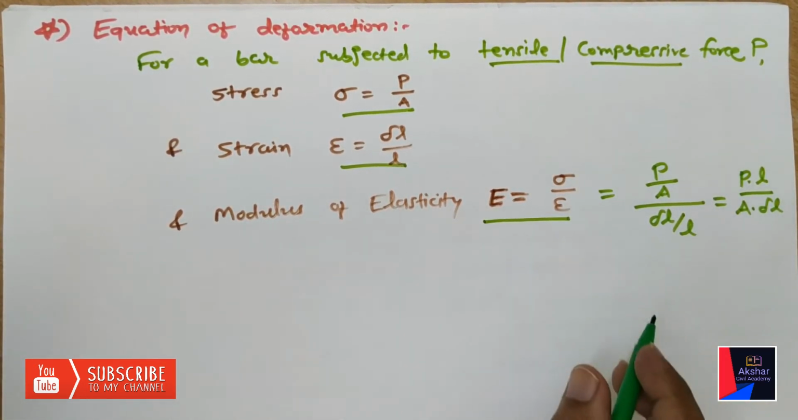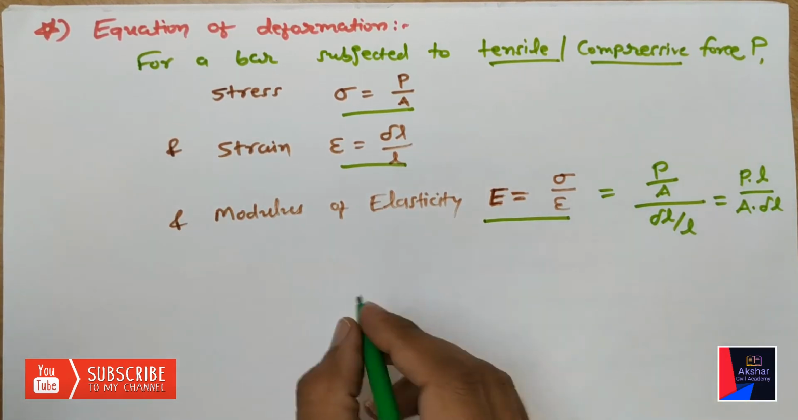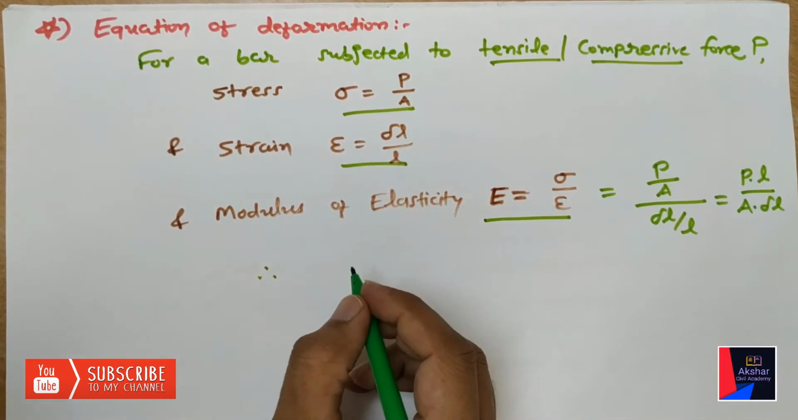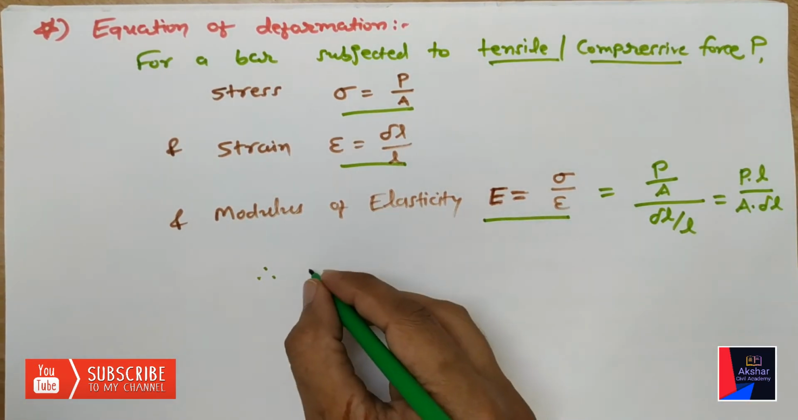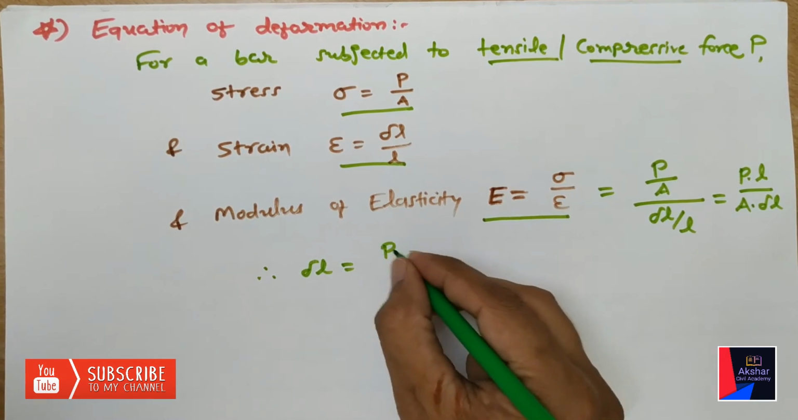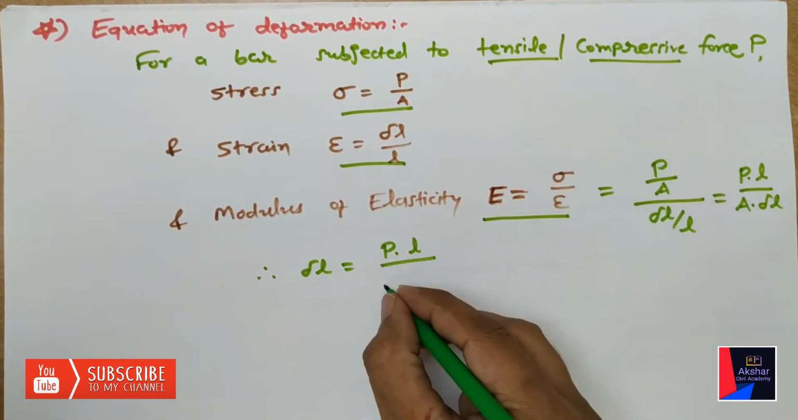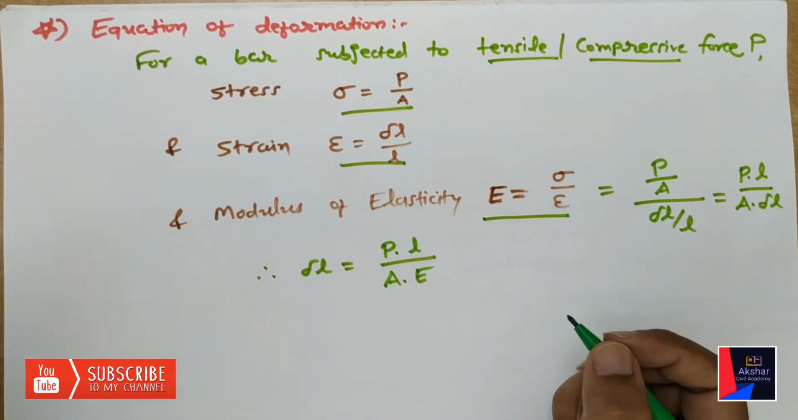I think you all are understanding very well. So this can be modified as, see, we can take del L here, so we can write del L will be equal to P L upon A into E will go here, so AE.